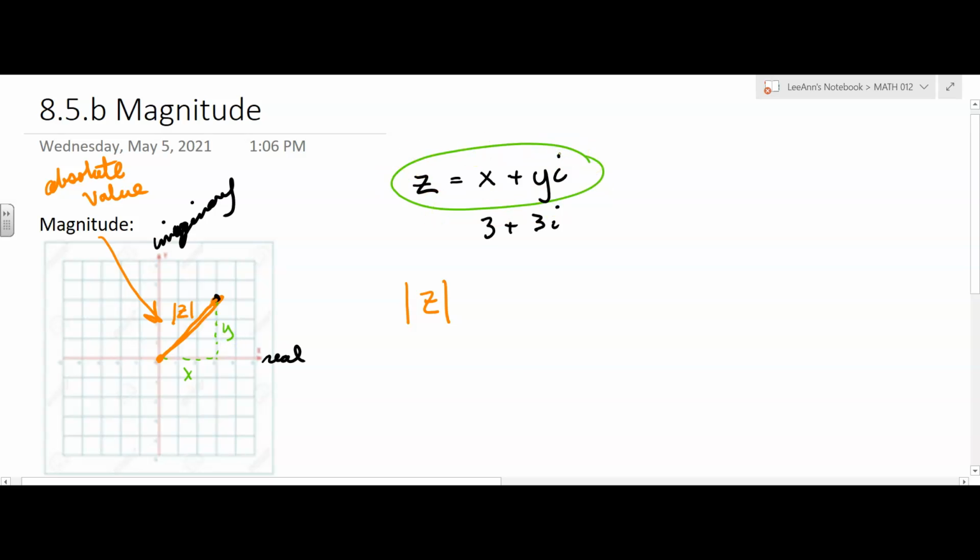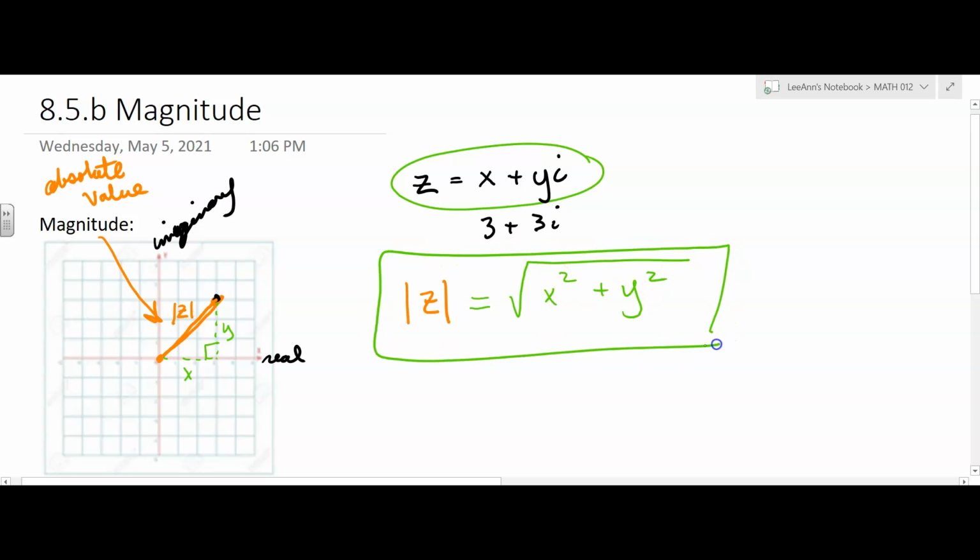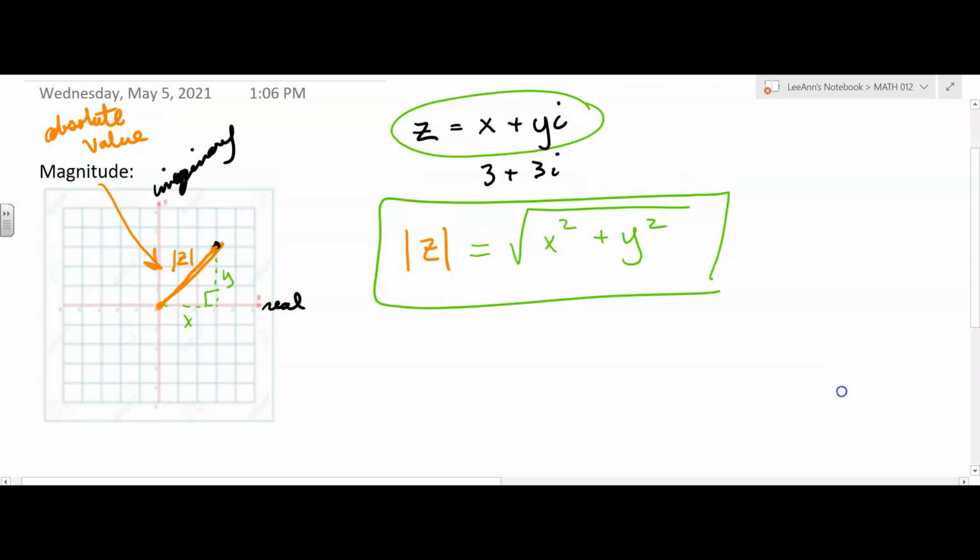And that makes a right triangle, and that's the Pythagorean theorem. So we can say the absolute value of Z is equal to the square root of X squared plus Y squared. So we've seen that type of thing before with our right triangles and using the Pythagorean theorem. So that's the definition of how to find the absolute value of a complex number or the magnitude of a complex number. Let's see, I think that's all for this video.